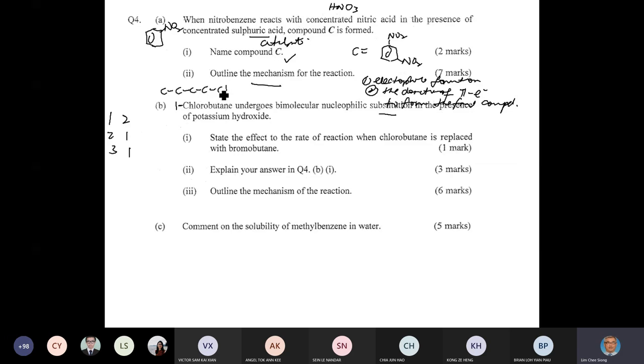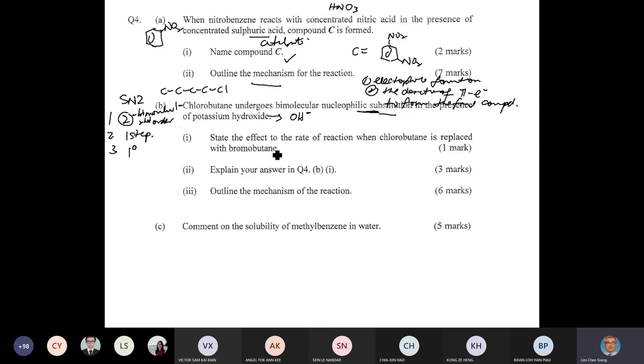We know that it's a primary haloalkane. Nucleophilic substitution, what does it refer to? These two, it's under SN2. SN2, quickly write down, is bimolecular and considered second order. Then in the presence of potassium hydroxide, potassium hydroxide will provide you OH negative. Now how many steps should be involved? One step only.